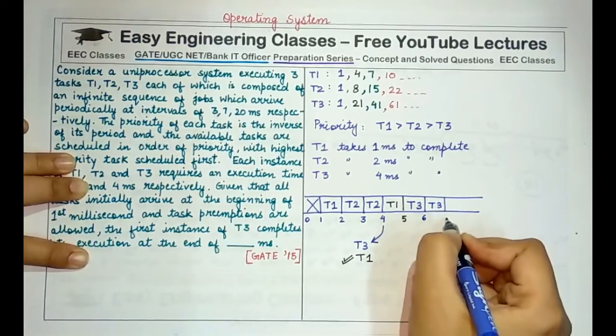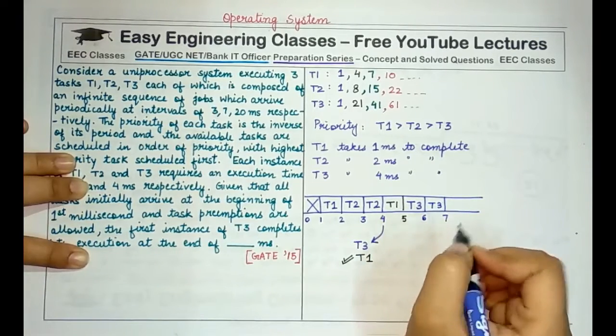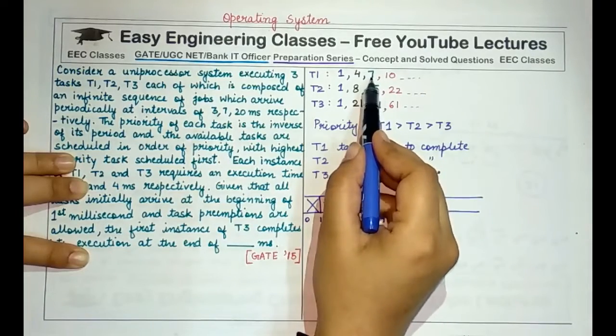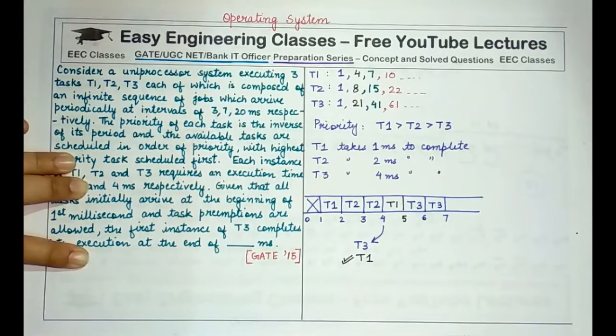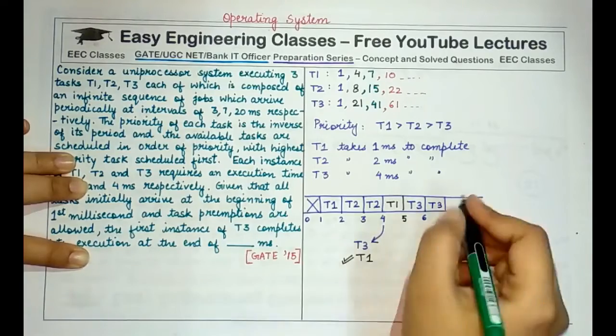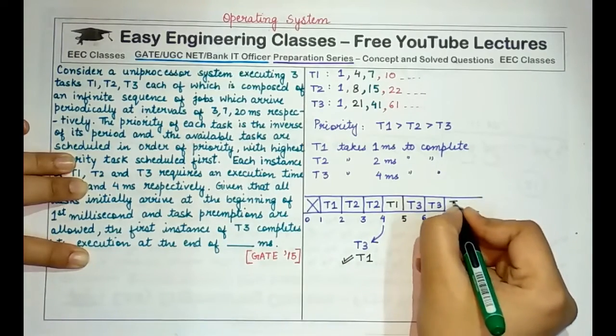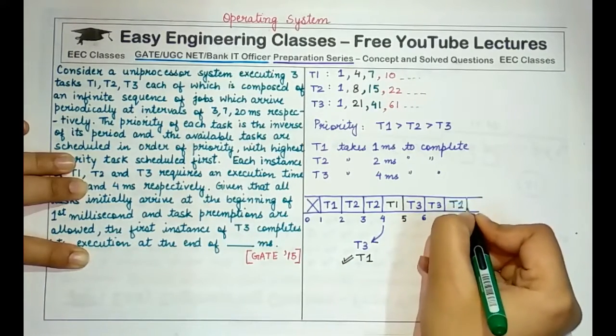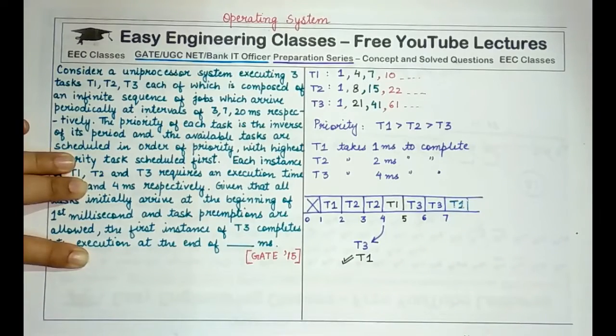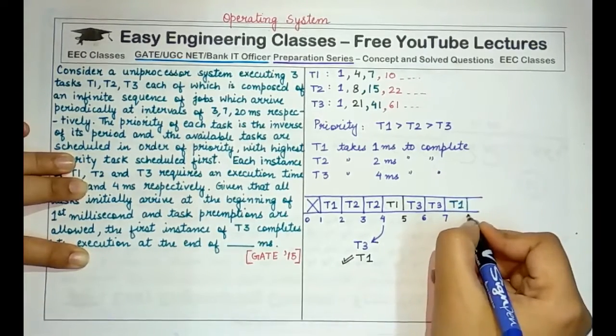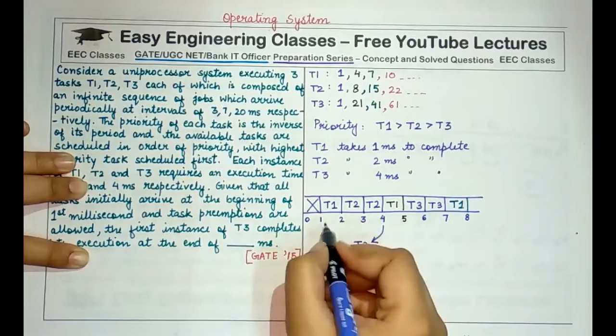At 7 milliseconds, we again see that the third instance of T1 has arrived. Now T3 will be preempted and T1 would be scheduled, and T1 takes 1 millisecond to complete, so it will complete in this time.